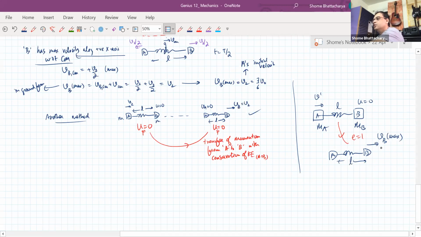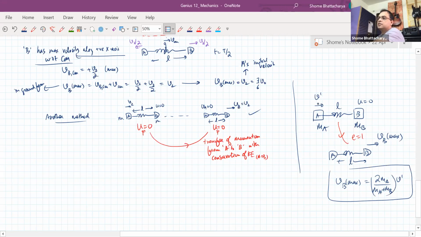So in a general case also, VB's maximum value would be the final velocity of this in a collision between these two. In a collision between these two, the final velocity of B would come from this formula. It would be 2 times MA upon MA plus MB times V prime. Here MA is equal to MB, so that VB max is equal to this V prime. So this is also a very easy way of calculating the maximum velocity of B in a situation like this.